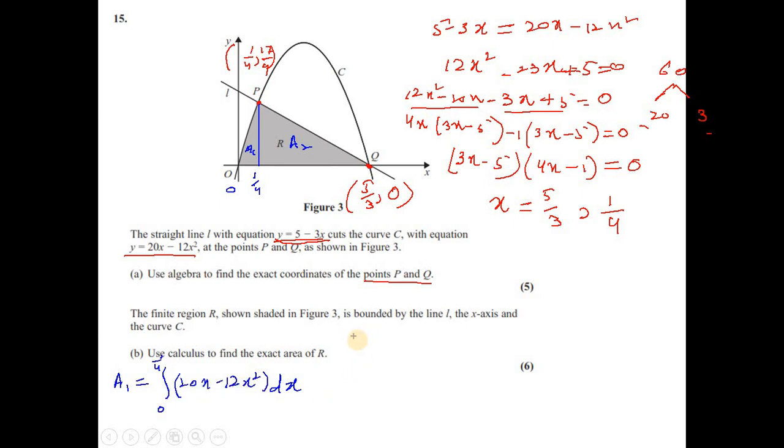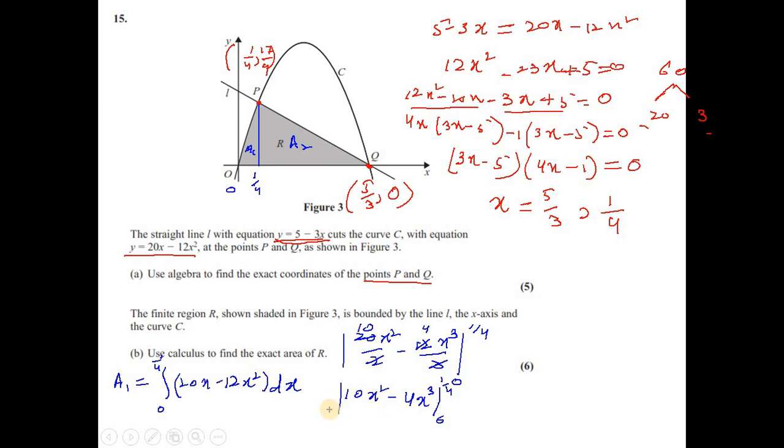So if you integrate that, you have 20x squared upon 2 minus 12x cubed by 3, from 0 to 1 by 4. So 2 and it's gone, 10 and 3 and 4. So you have a simplified form of 10x squared minus 4x cubed, and the limit is 0 to 1 by 4.